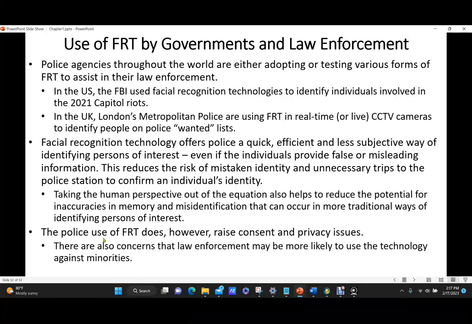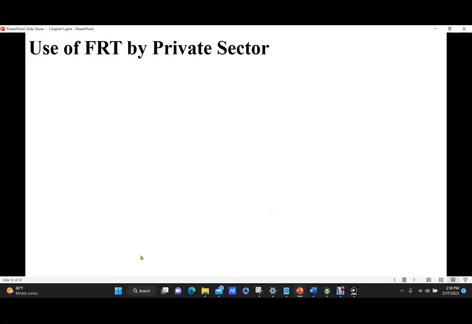This does, however, raise issues of consent and privacy. And there are also concerns that law enforcement is more likely to use this technology against minorities. Recall, minorities are among the groups where the technology is less correct, less efficient.